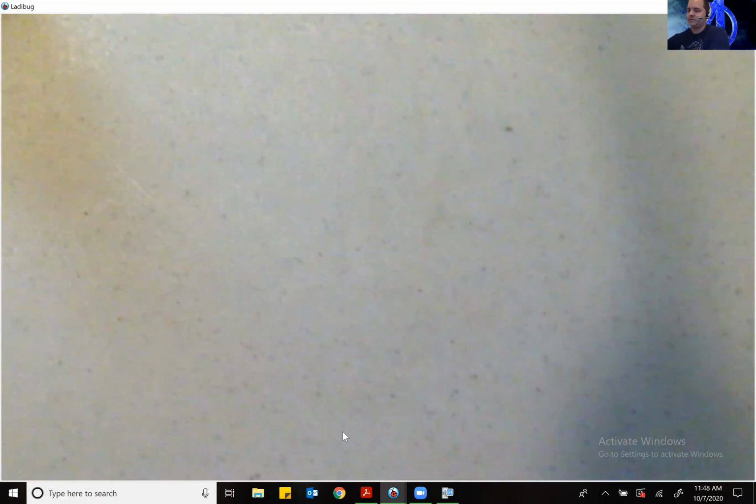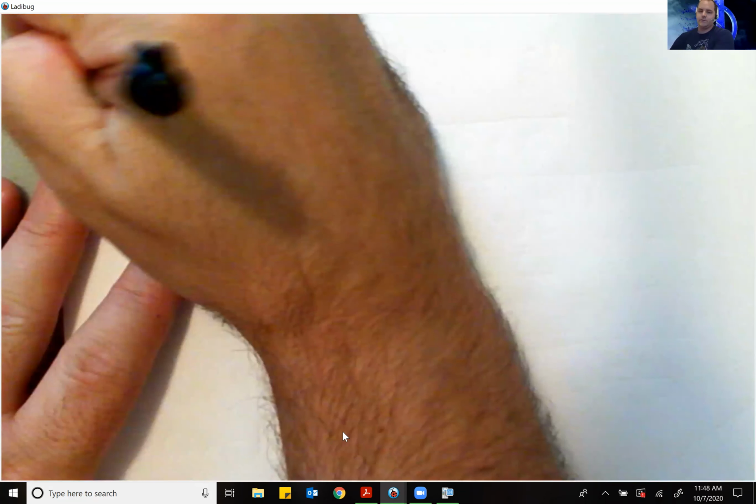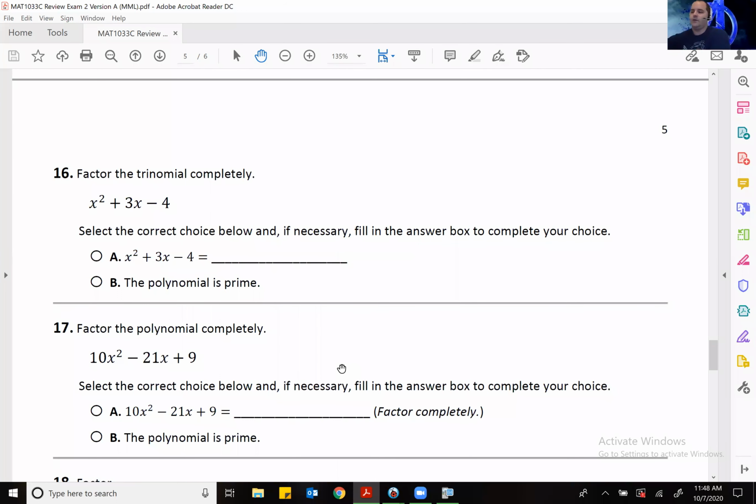All right, almost done. 5 more questions. All right, so 16. We are now going to jump into trinomials. So we've got x squared plus 3x minus 4.